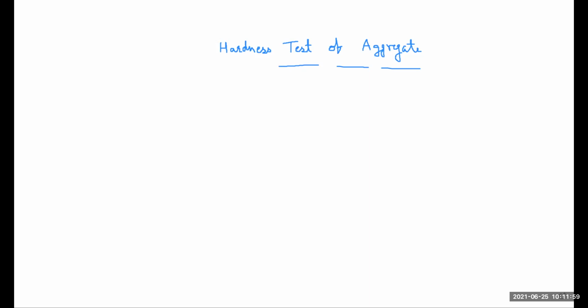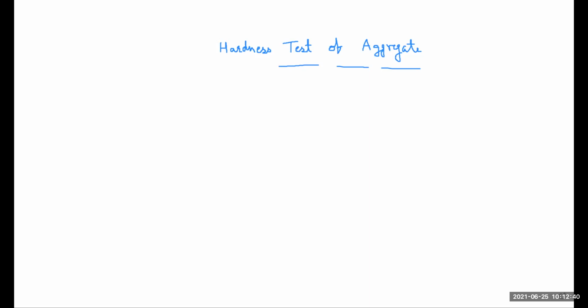So here we determine the aggregate abrasion value. The objective of this test is that it covers the two methods of determining the abrasion value of coarse aggregate. By determining the abrasion value of coarse aggregate, we determine the hardness of an aggregate. The two methods given by our code for determining the aggregate abrasion value are the Deval machine and the Los Angeles machine.